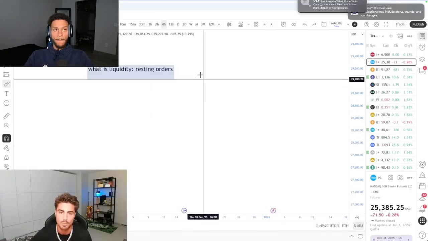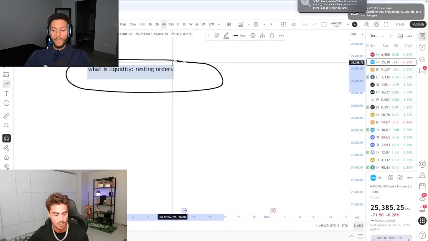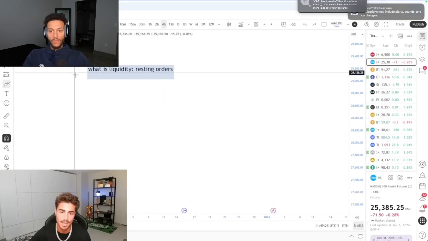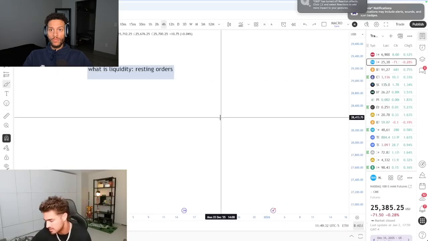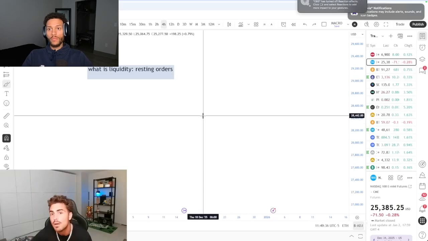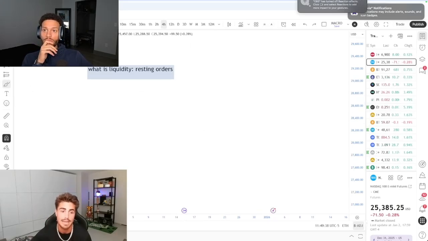So why do we want to know where liquidity is? Because there's resting orders at areas of liquidity. I was about to jump forward and tell you guys the secret of where liquidity is, but we're not quite there yet. We're going to be there in like 2 seconds.